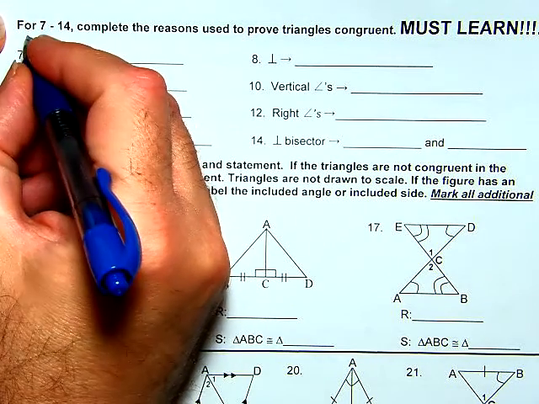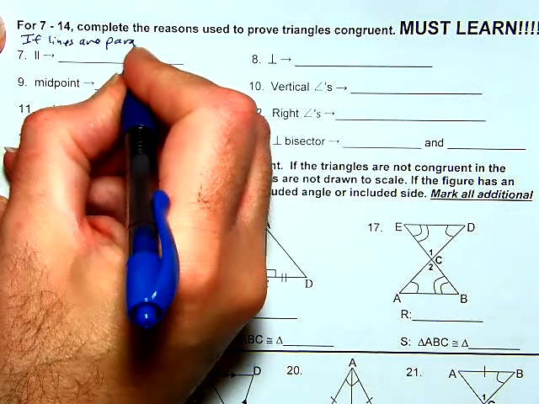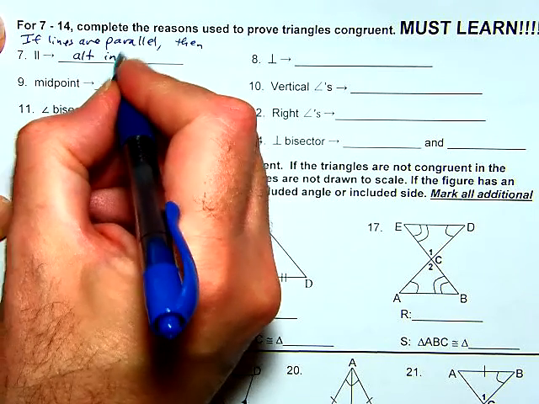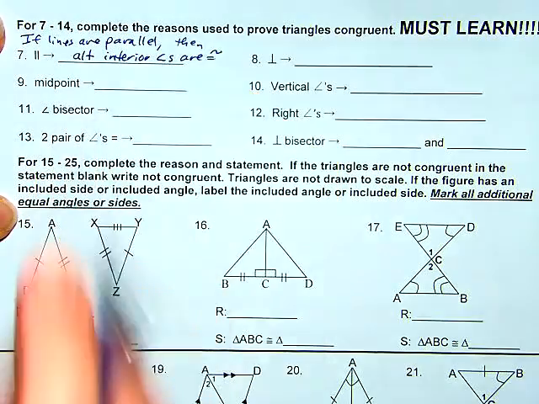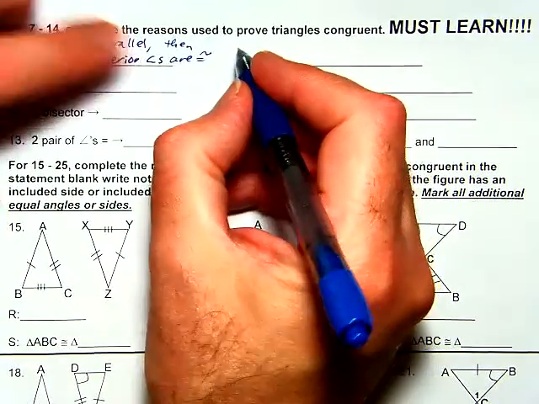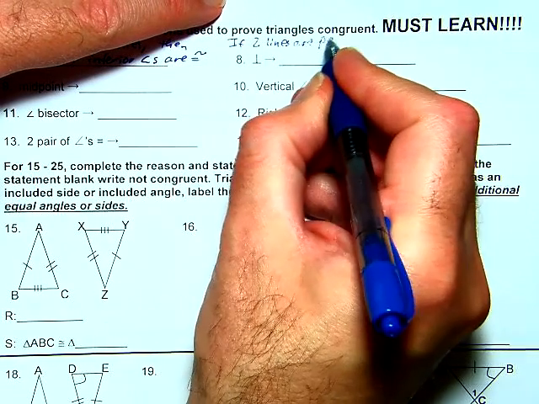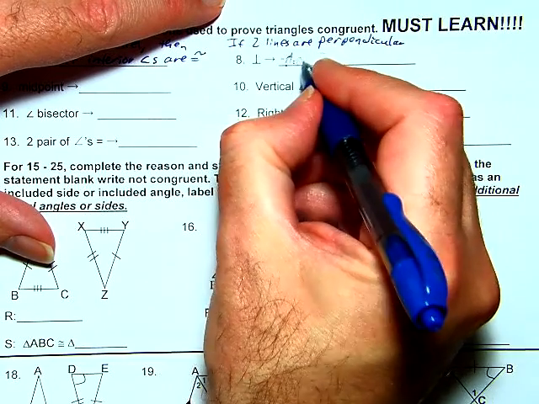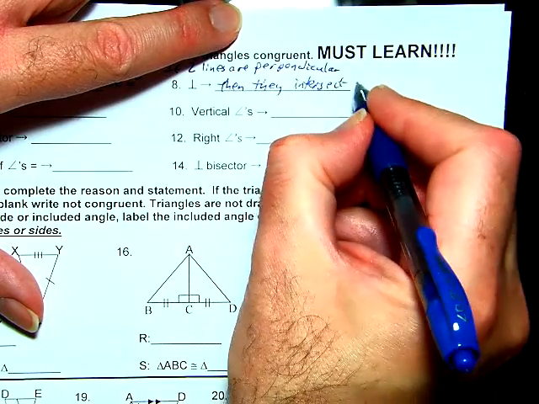If lines are parallel, then alternate interior angles are congruent. Okay, we already learned that. Number 8, if two lines are perpendicular, then they intersect at right angles.